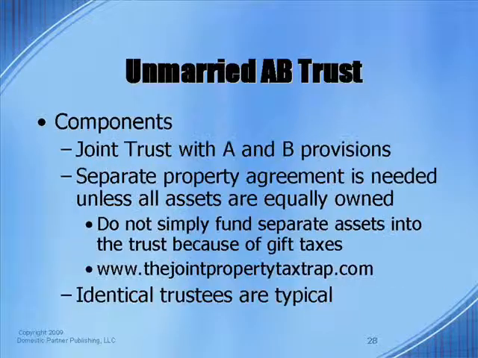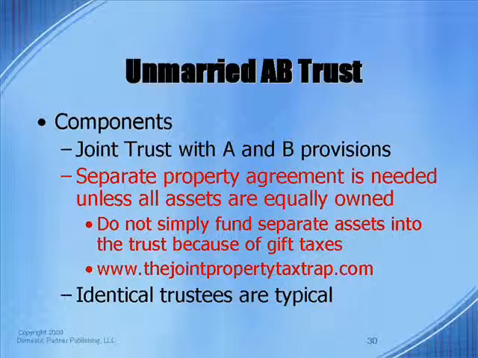The Unmarried AB Trust then works well if the allocations and distributions line up well with each other. The components in an Unmarried AB Trust are a joint trust with AB provisions, and it was mentioned that the Unmarried AB Trust works well when the assets of both people are jointly and equally owned. If they are not all equally owned, there may be problems in funding the trust and triggering a gift tax unless there is also a separate property agreement.